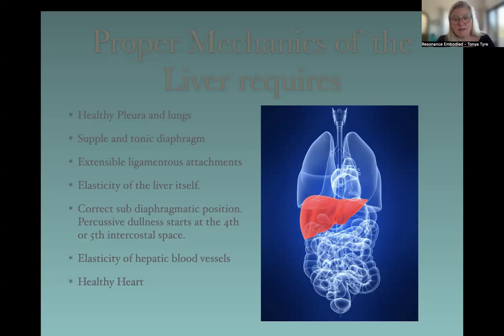And then last but not least, we want a nice, healthy heart. As you can see in this picture, the heart sits on the liver more to the left side and kind of in the middle. But if the heart is actually enlarged, surrounded by a lot of visceral fat, or just really heavy itself, and not very elastic, it actually creates a load on the liver from a structural standpoint and can really lead to some stagnation in those areas of the liver as well.